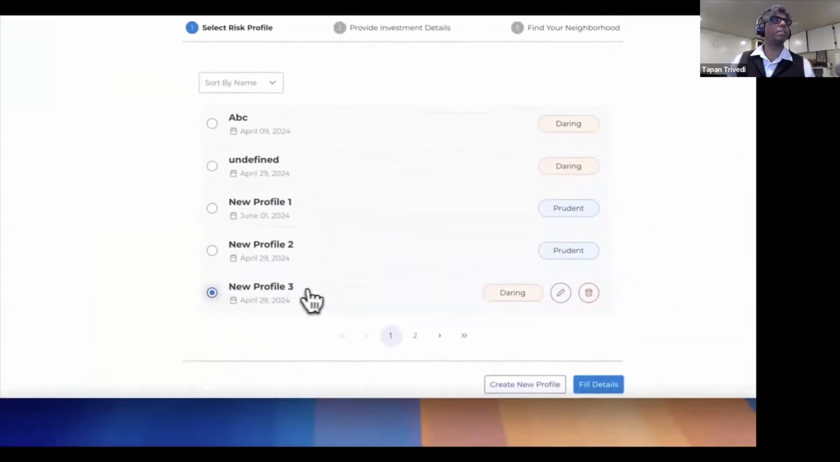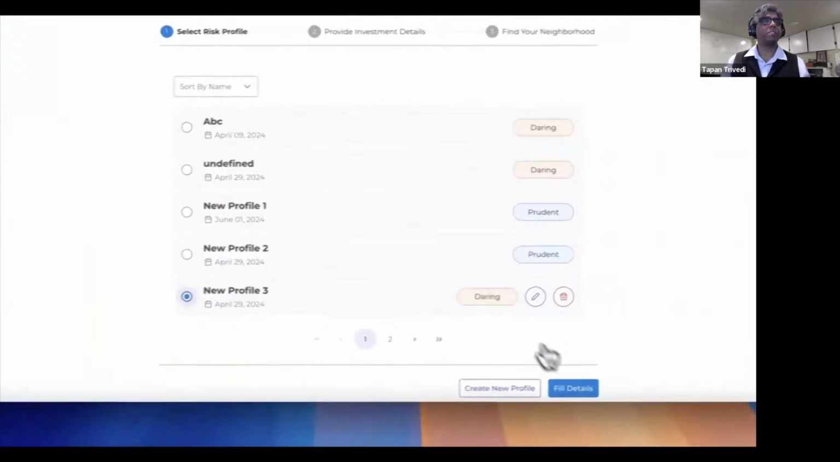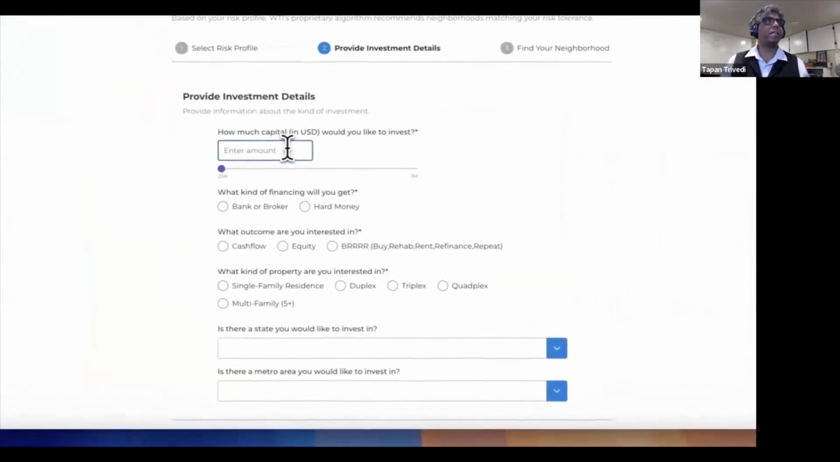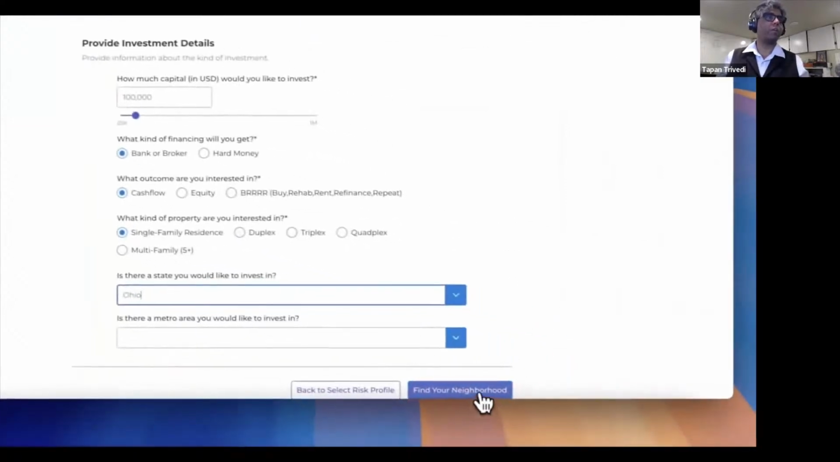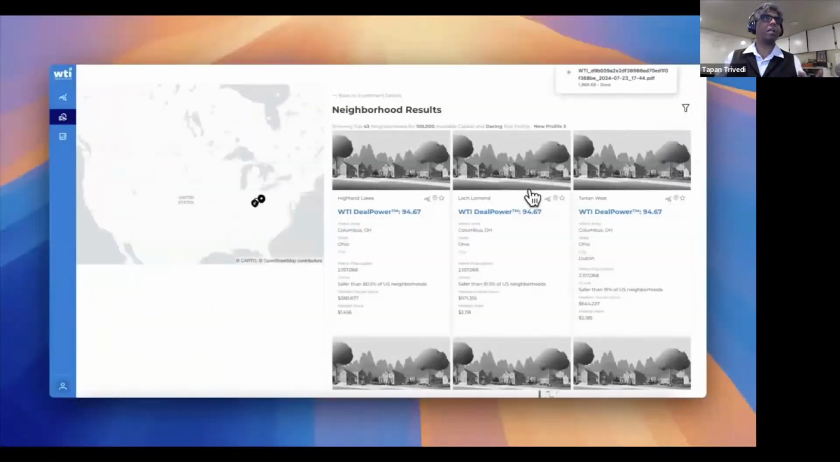You can create as many risk profiles as you like, such as daring, and you fill in the details. All you have to do is fill in how much capital you have, what you can raise, what kind of financing, what you're looking for, cash flow or equity, where you are investing, and click, and there you go. You have all the neighborhoods out there.